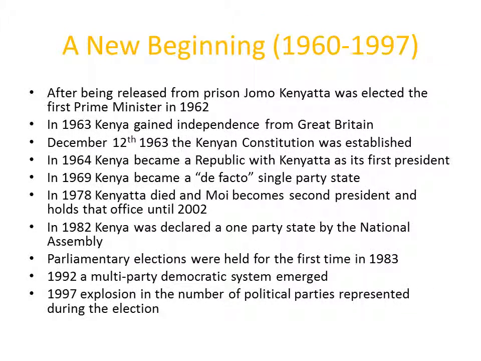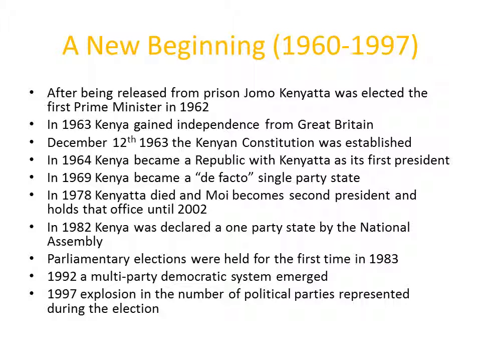A new beginning, 1960 to 1997. After being released from prison, Jomo Kenyatta was elected the first Prime Minister in 1962. In 1963, Kenya gained independence from Great Britain. December 12, 1963, the Kenyan Constitution was established.